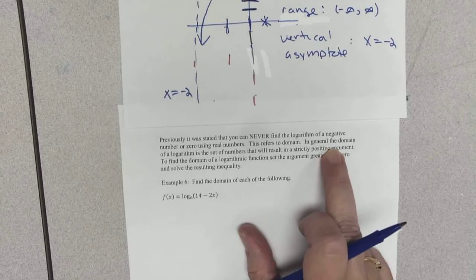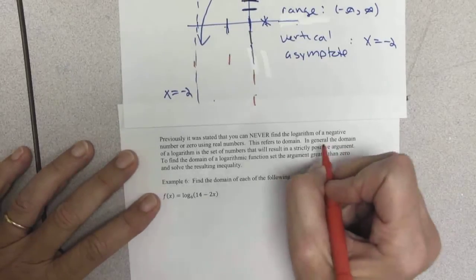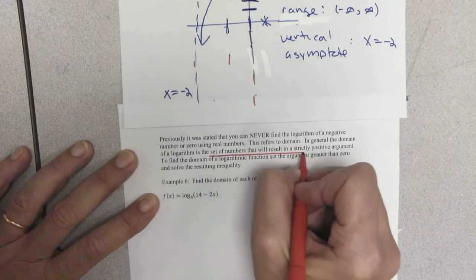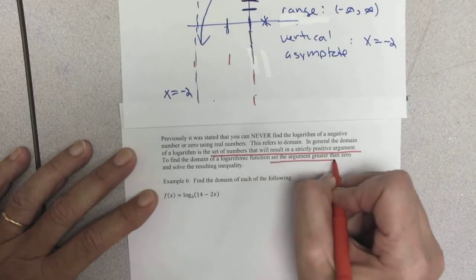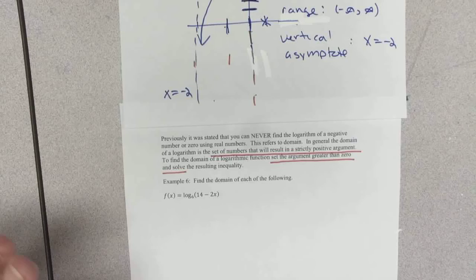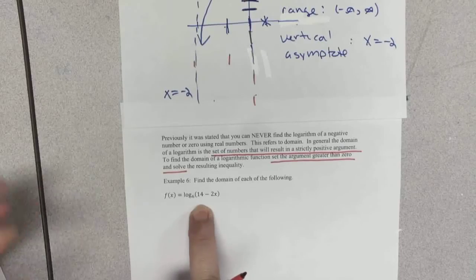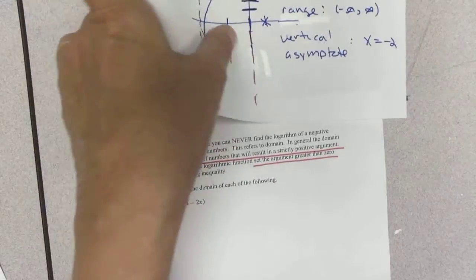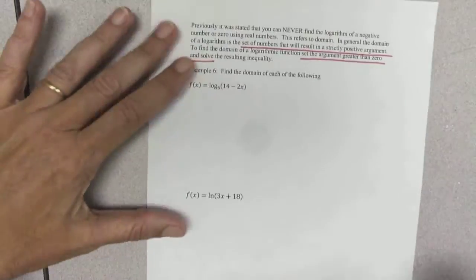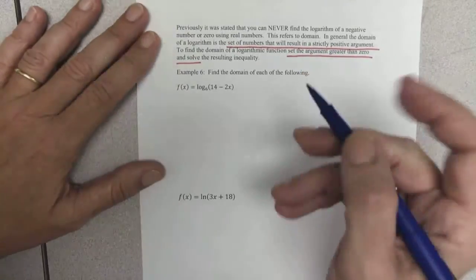In general, the domain of a logarithm is the set of numbers that will result in a strictly positive argument. To find the domain of a logarithmic function, set the argument greater than 0 and solve. And again, we're talking about really very basic logarithmic functions, nothing much more complicated than this. I could do some bizarre stuff and maybe have it be different, but very basic stuff here. So find the domain. We're going to do right where it says there. Set the argument greater than 0 and solve.